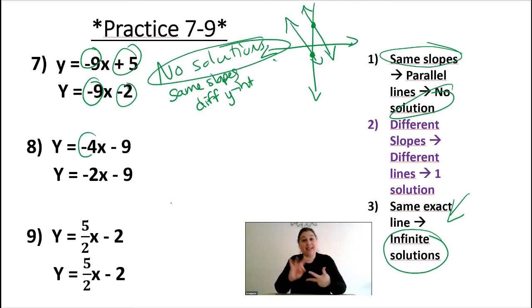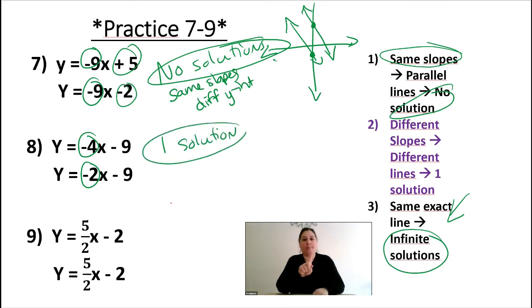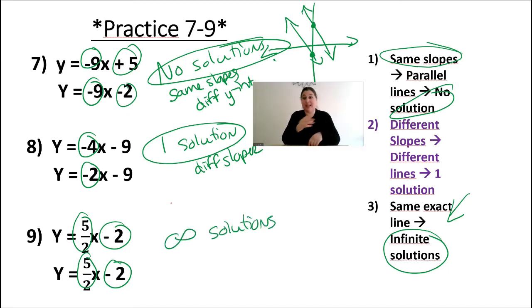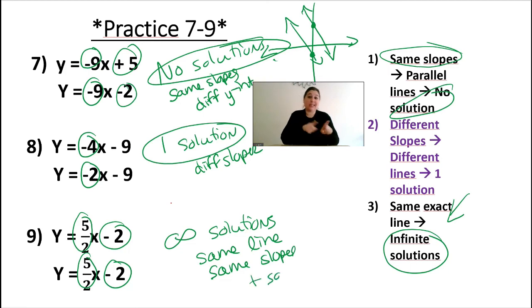Number 8, do they have the same slope? No, so automatically one solution. Okay, different slopes. That's enough work to show me you know what you're talking about. Number 9, are these the same or different? They're the same. Now look at the y-intercept. Are they the same or different? If it's the same for the slope and y-intercept, then that means it's infinite solutions. Same line. Or you can say same slopes and same y-intercepts.